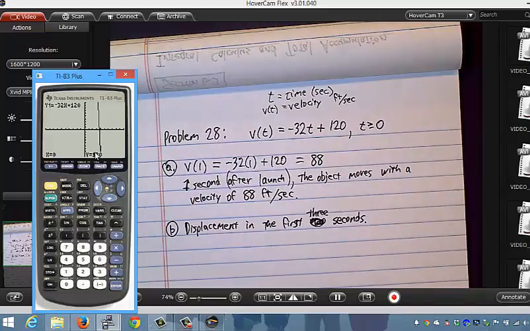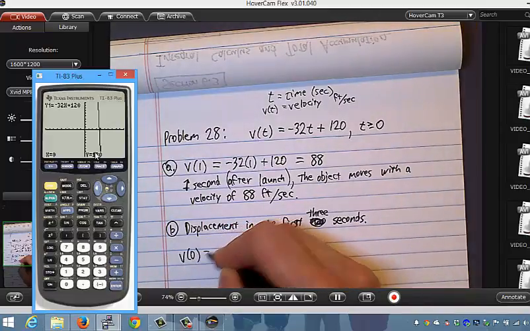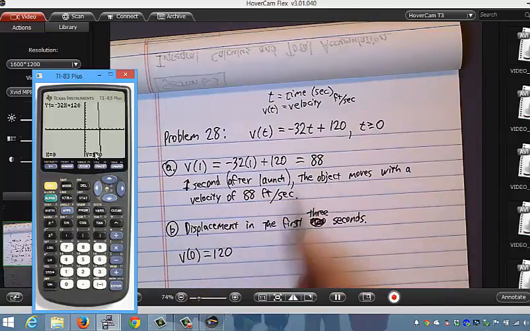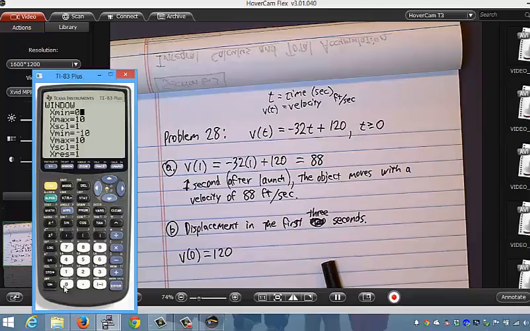That's because v of 0 is 120. V of 1 is 88, right? So let me change my window. For my x's, I'm going to start at 0 and go to 10. That looks good. And for my y's, I'll keep it at negative 10, but I want to at least get up to 120. So let's go up to 120, and I'll put a mark every 10. Okay, let me graph that. Yeah, that's my velocity.